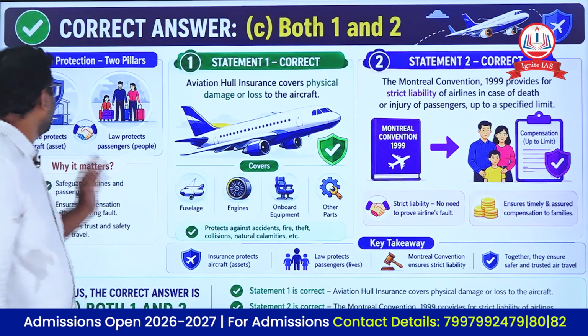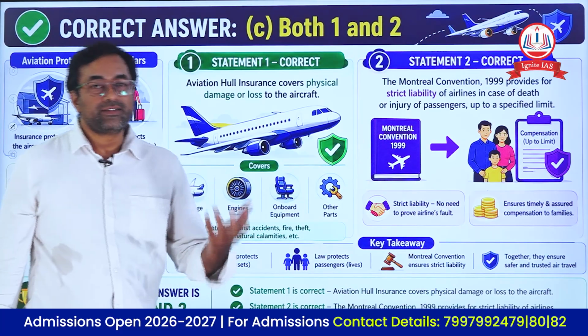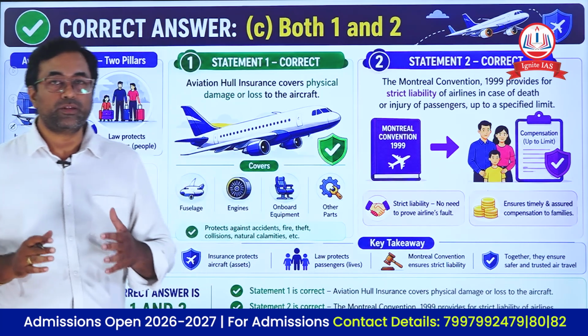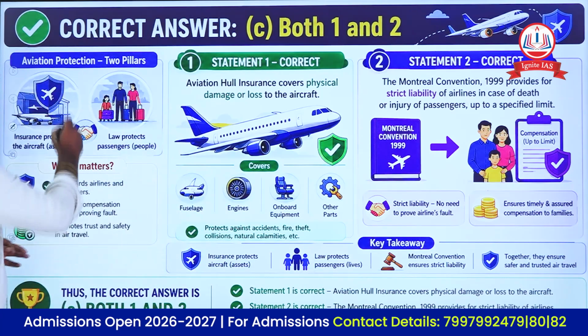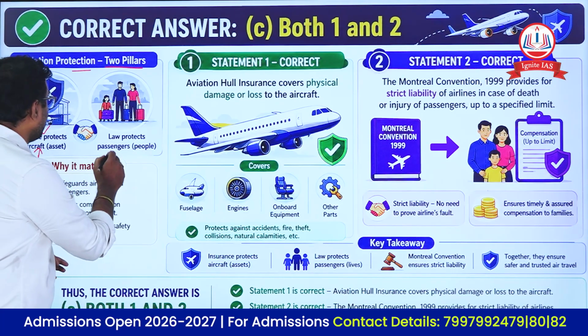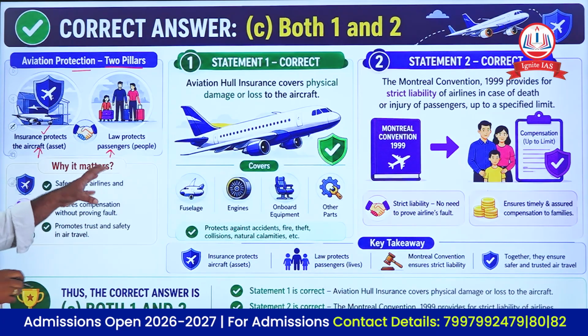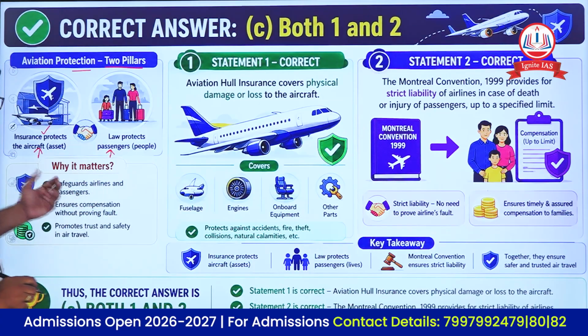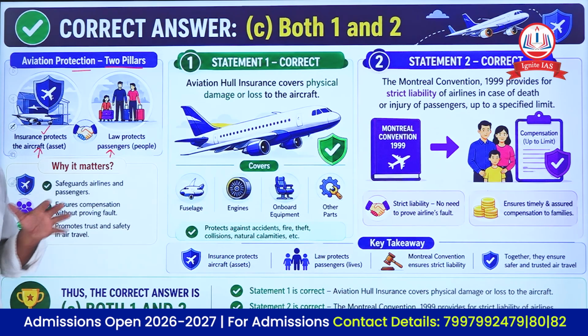With respect to aviation protection, they have given various statements. This was in the news because of the Air India crash in Ahmedabad, Gujarat. Here they are saying aviation protection has 2 pillars. One is insurance protection to the aircraft, that is with respect to the asset. Another is with respect to the passenger. So there is law to protect the passengers because they are very innocent with respect to any type of crash. That's why they have to be safeguarded, both airlines and passengers. This type of aviation protection has been introduced globally and was implemented through the Montreal Convention.